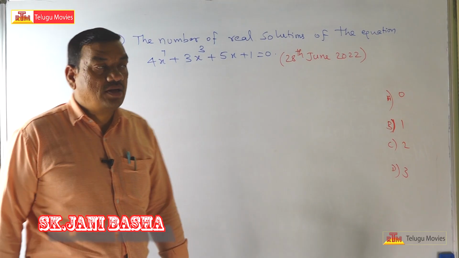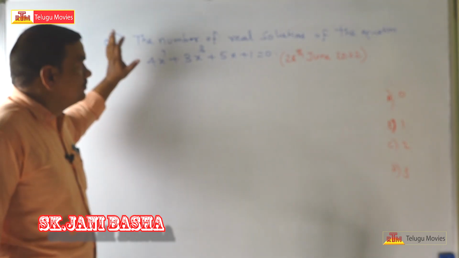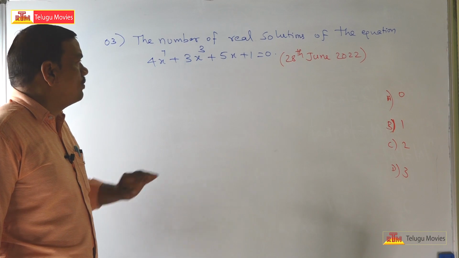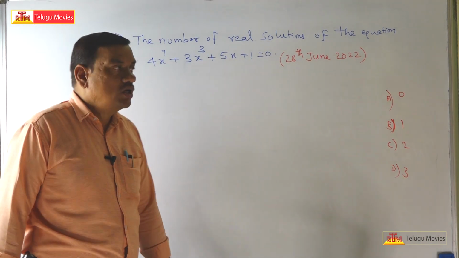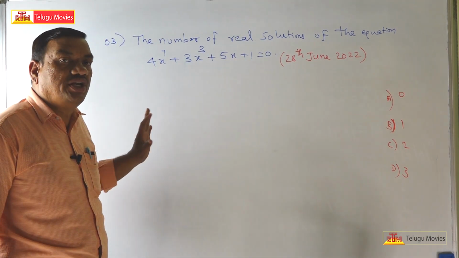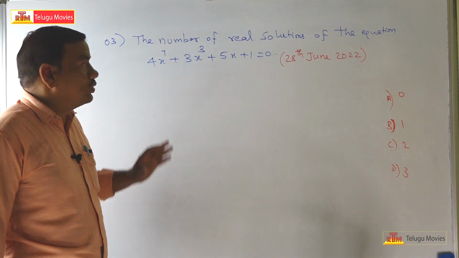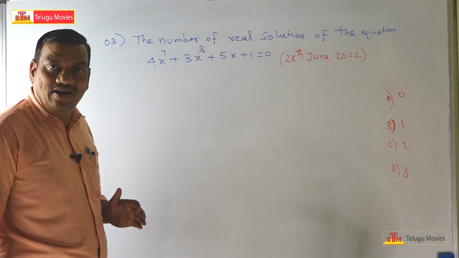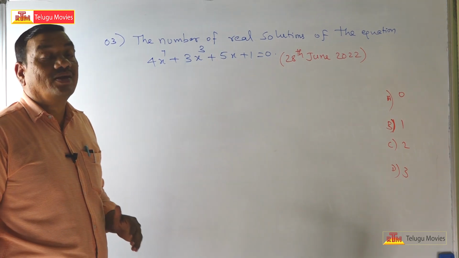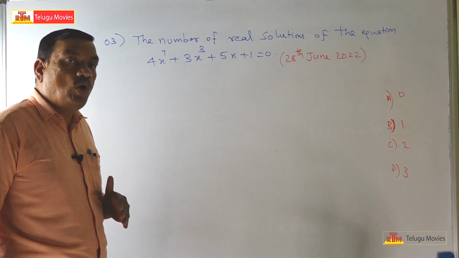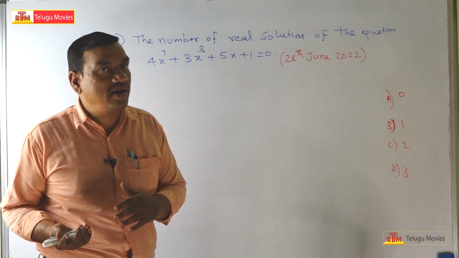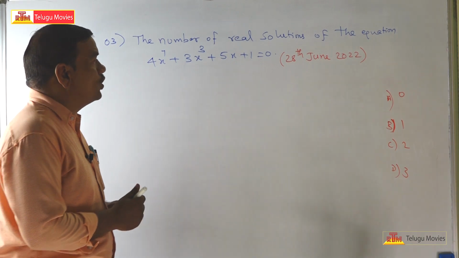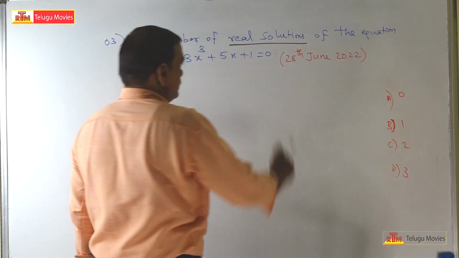Dear students, welcome to third problem. The third problem is the number of real solutions of the equation. Okay. So this is a 7th degree polynomial. So this polynomial equation will have at most 7 roots. Those 7 roots we don't know how many are real and how many are imaginary, but he is asking the number of real solutions. He wants real solutions.